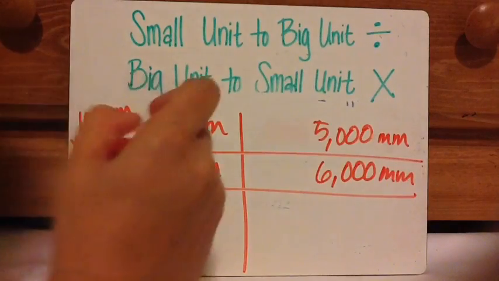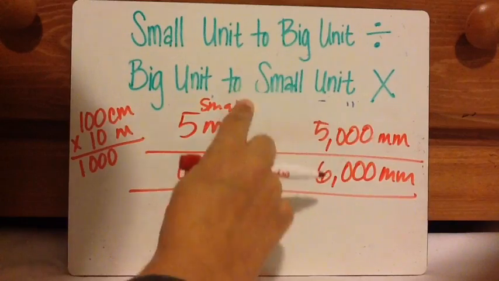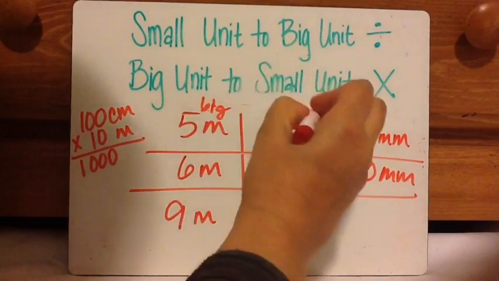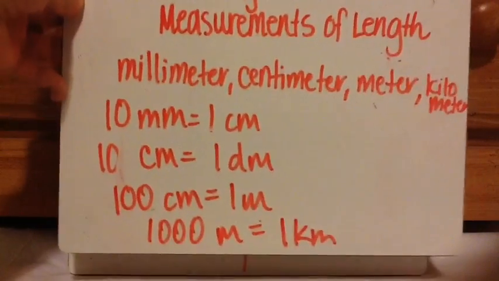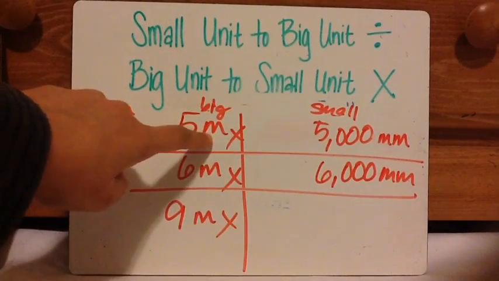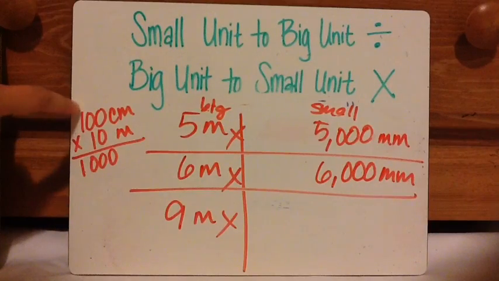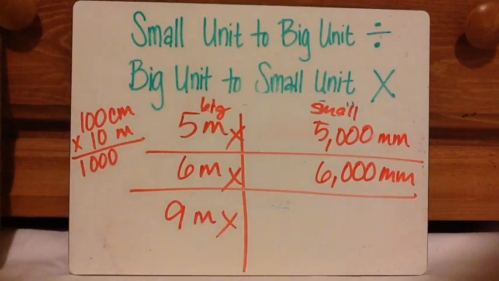Now I'm going to show you a real quick trick that you need to be aware of. I want you to notice that this is going from meters to millimeters. So even though this is big to small and we know it's multiplication, on here it doesn't tell us how many millimeters are in a meter. But I do know that there's 100 centimeters in a meter, and there are 10 millimeters in 1 centimeter. So 100 times 10 equals 1,000. So then there's 1,000 millimeters in a meter stick.